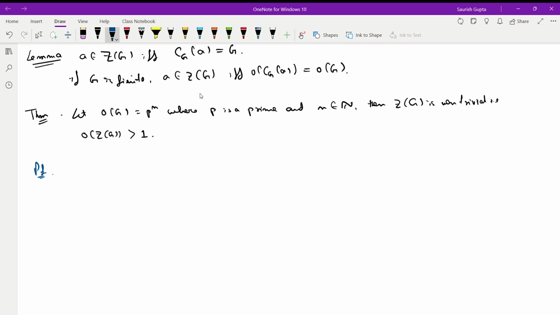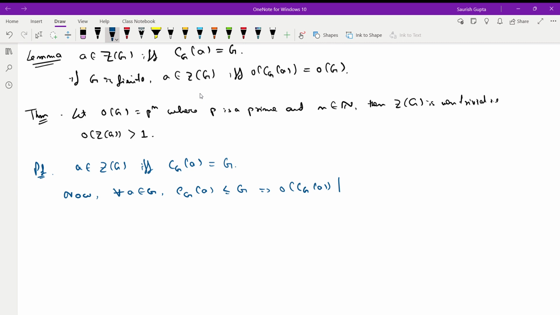Firstly, observe that if I choose an element A from G, then this element is in the center of G if and only if the centralizer of A is equal to G. This is pretty obvious. Now, what I want to say is that for all A in G, the centralizer is an obvious subgroup of G. This implies that the order of the centralizer of A must divide the order of G. This follows from Lagrange's theorem.